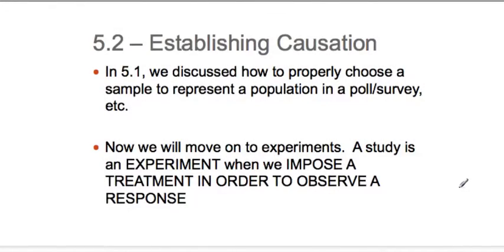So in the first half of this chapter, we discussed methods for properly choosing a sample that would be used to represent a population in a poll or survey. So we learned about simple random samples, stratified random samples, cluster samples, as well as some less valid sampling techniques like voluntary response samples and convenience samples. And those were all ways of choosing participants for our survey. Now we're moving on to experiments.